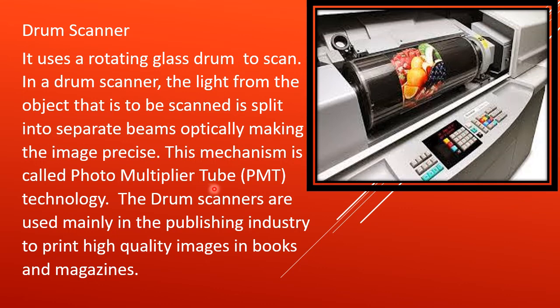What is this technology called? This technology or mechanism is called photomultiplier tube, PMT technology. The drum scanners are used mainly in the publishing industry to print high quality images like books, magazines, etc. So, drum scanner is used for printing high quality images in books and magazines.